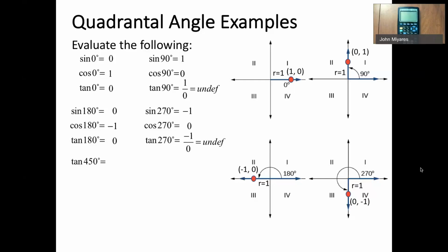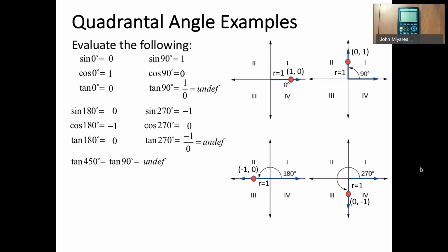Suppose you were asked to evaluate the tangent of 450 degrees. 450 degrees is 90 degrees past 360, and the measures start back over at 360. So we can say that the tangent of 450 degrees will be the same as the tangent of 90 degrees, which according to our table above will be undefined.